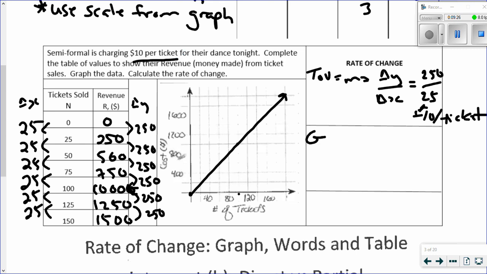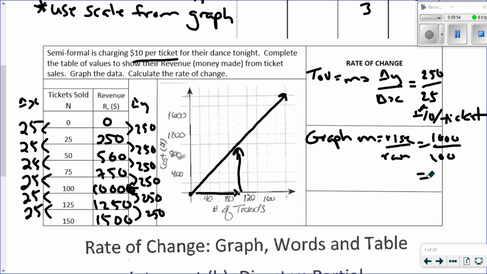Graph: m equals rise over run. Now, we could call it delta y over delta x when we're working off our graph. That is possible, because really we're dealing with x's and y's, and that is true. So same thing, 1,000 divided by 100 equals $10 per ticket.